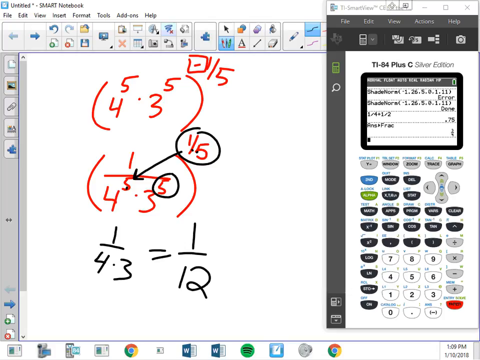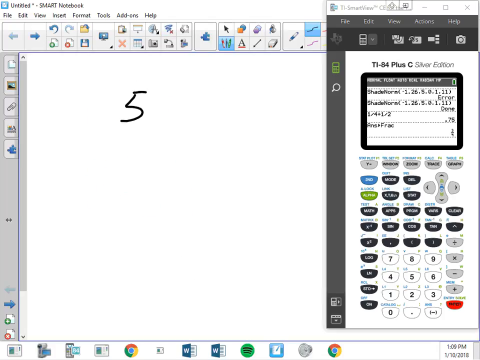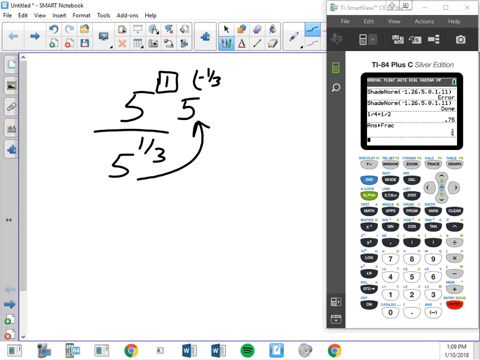What about this? 5 over 5 to the 1/3. What exponent is right here? A 1. The bases are the same. What happens when I have the same base on top that I have on bottom? They subtract. So I need to move this one up, and it becomes 5 to the negative 1/3.